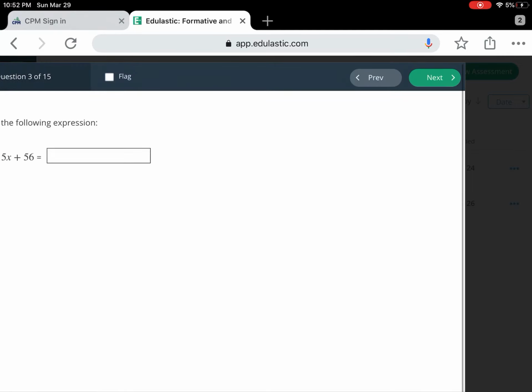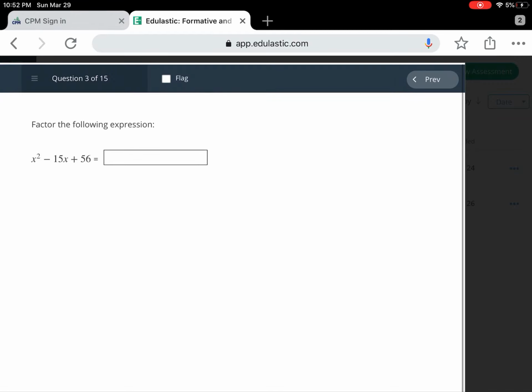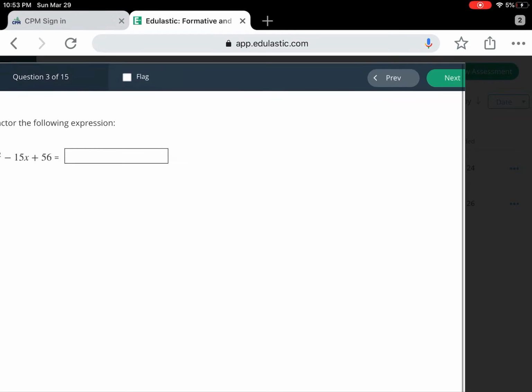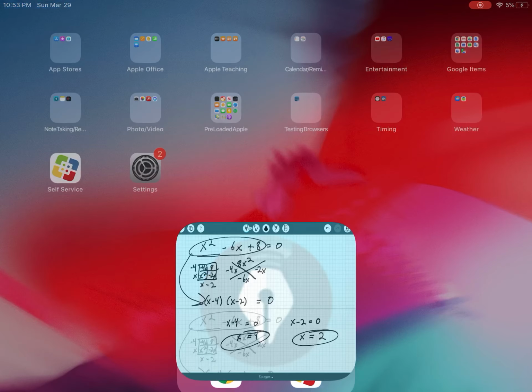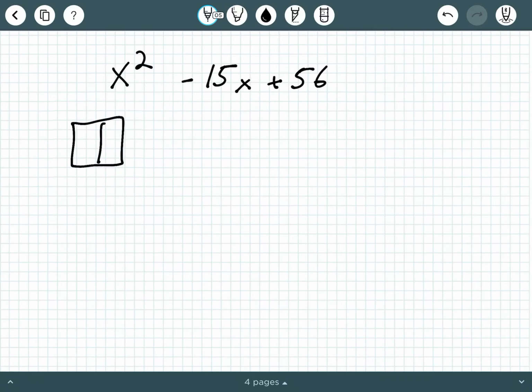All right, next up, factor the following expression. That's going to look pretty familiar to what we just did. So it's x squared minus 15x plus 56. They didn't tell us to solve. We're just breaking it down into factors, and we'll use that rectangle and diamond structure to do that.